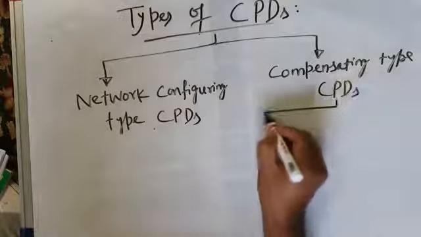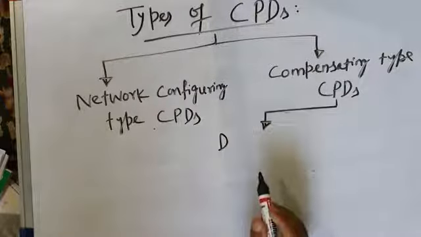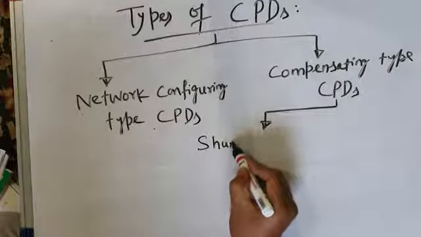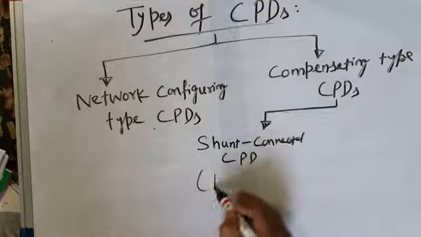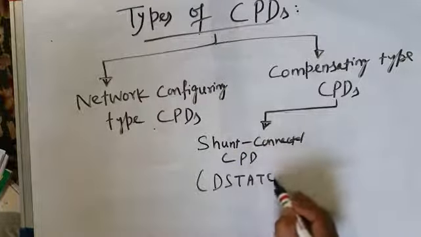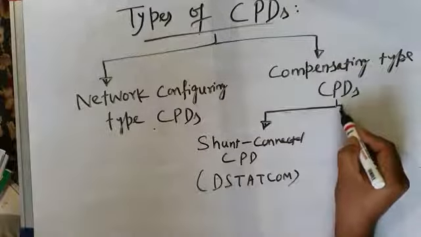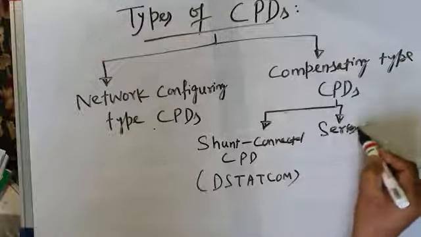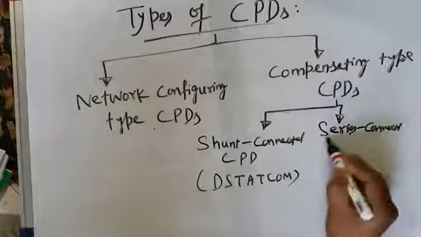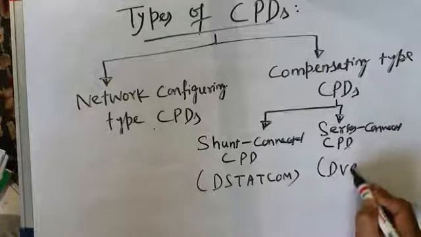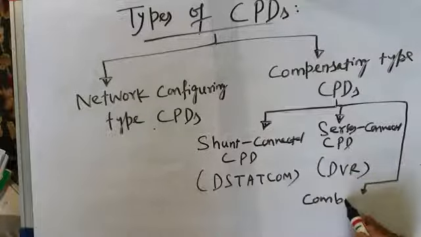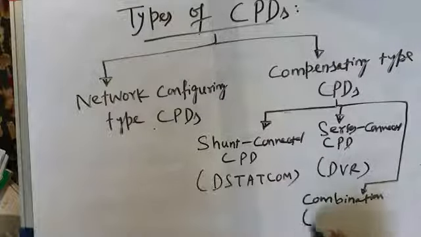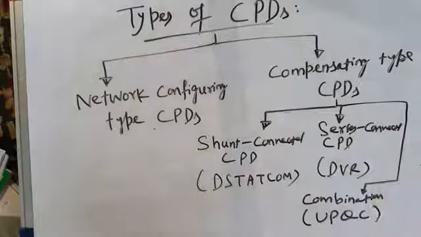And compensating type CPDs are first shunt connected custom power device, which is also called distribution static synchronous compensator, DSTATCOM. I'll come to that later on. Second is series type or series connected custom power device, which is called dynamic voltage restorer, DVR. Please bear with me, I will come to that. And third is combination of shunt and series custom power devices, that is called unified power quality conditioner, UPQC. Okay, so this is the classification of custom power devices.